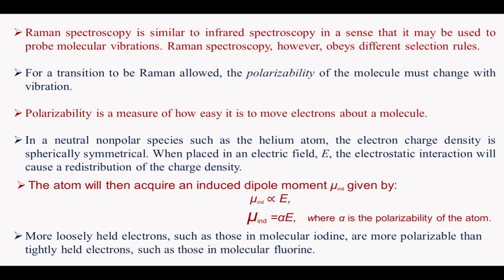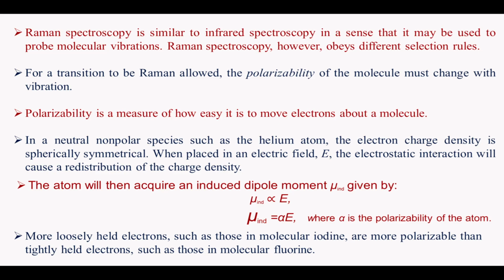And in most molecules, there is a change in the polarizability. Even in the case of homonuclear diatomic molecules like H2, N2, O2, which don't give you the IR spectrum, they will give you the Raman spectrum.